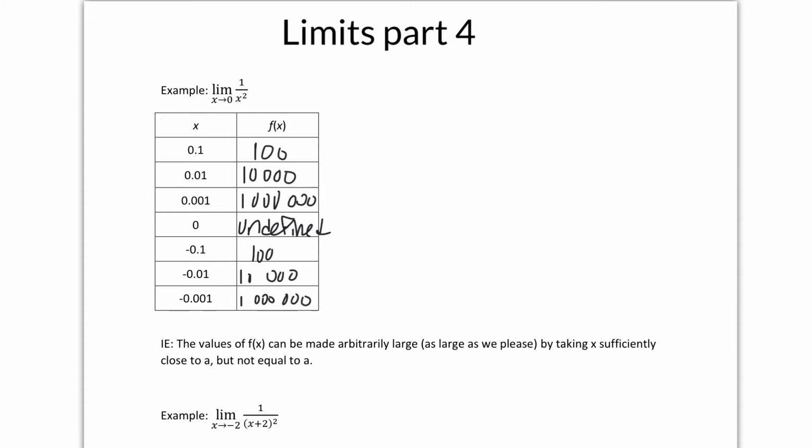And so technically we could say that the limit as x approaches 0 of 1 over x squared does not exist. Because on one hand, it's not approaching a number like 2. It's not getting closer and closer to a specific value. But it is doing something interesting. And so we can be more specific than saying it doesn't exist. And in particular, we can talk about this idea of approaching infinity.